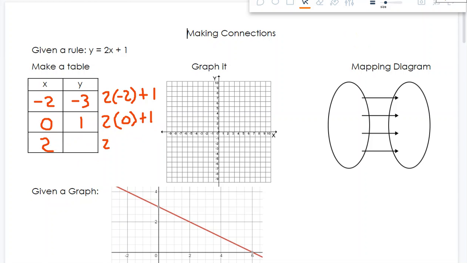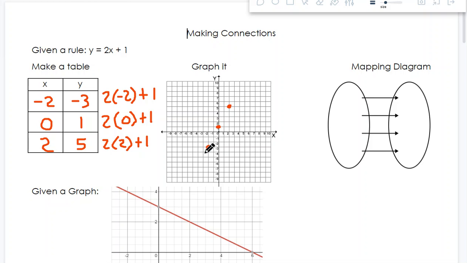All right, now I'm going to plug in my next one. So I have 2 times 2 plus 1. 2 times 2 is 4, plus 1 is 5. Now that I have my table, for my graph I can graph the points I just made. So -2, -3. That means I go over to -2 and then down to -3 and put a point. Then 0, 1. I start at 0 and go up to 1 and put a point. 2, 5. I go over to 2 and then up to 5 and put a point. So I just graphed my table.